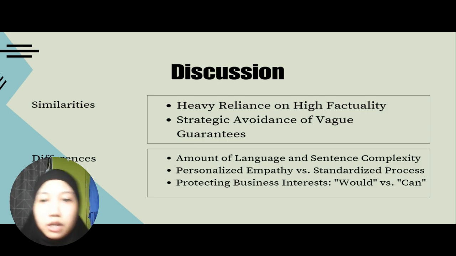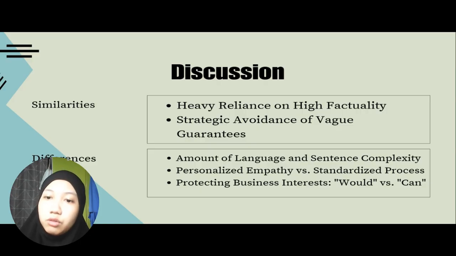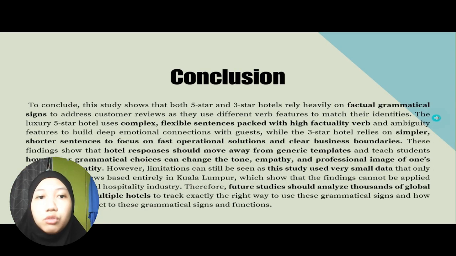To conclude, this study shows the differences between five-star and three-star hotels through factuality grammatical signs, where five-star hotels use complex and flexible sentences, while three-star hotels use simpler and shorter sentences to focus on operational solutions. Despite all of that, the study has limitations because of its small data. Therefore, future studies should analyze more, like thousands of reviews across multiple hotels globally. That's all for me. Thank you.